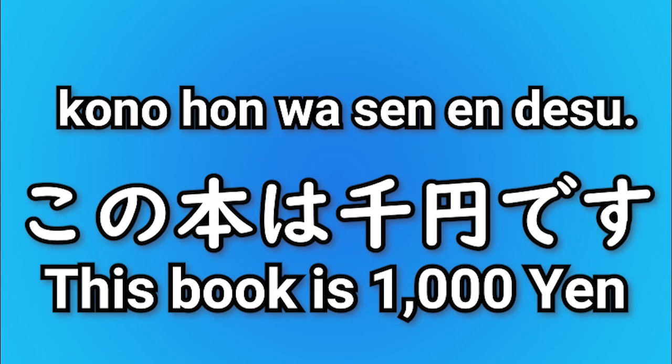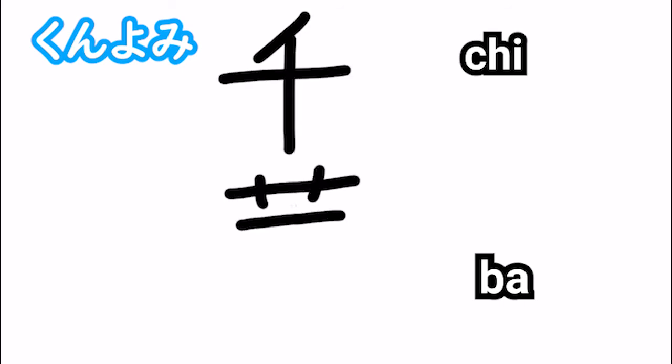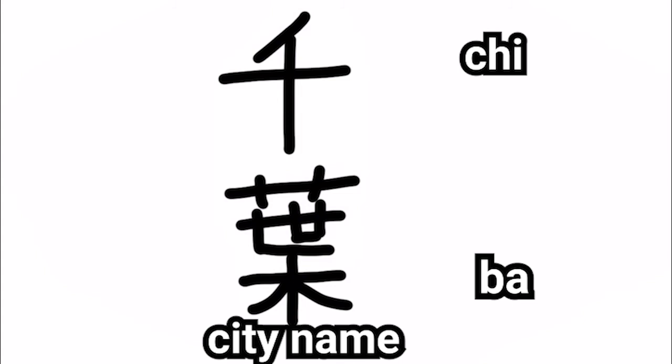And this is used in a sentence like this. この本は千円です。Kunyomi example is 千葉. 千葉 is a name of a city.